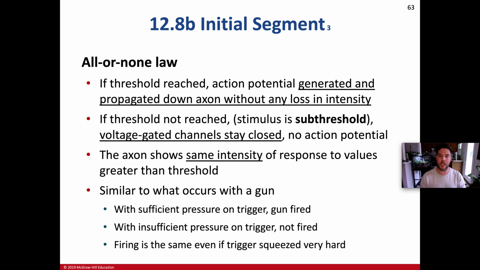Once those voltage-gated channels start to open, we'll see in the next segments that it's a domino effect. Once one opens, it causes another one beside it to open, and that will just continue. So the whole important thing is if we reach threshold, we will have this all or none response. If we reach threshold, all of the signal will be propagated down the length of the axon without losing intensity. If we do not reach threshold, there will be no action potential produced.